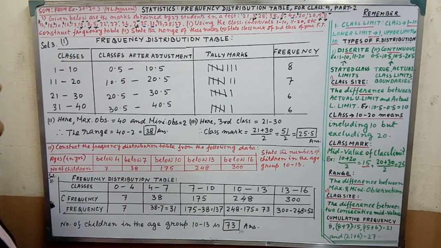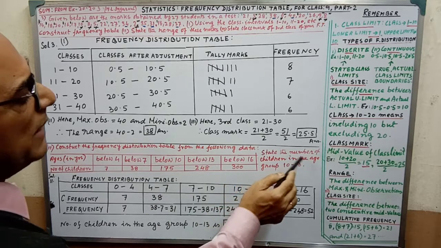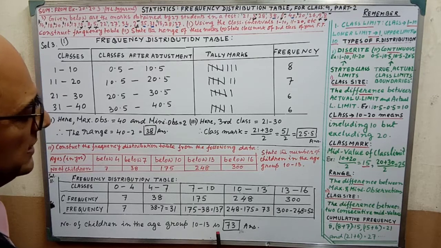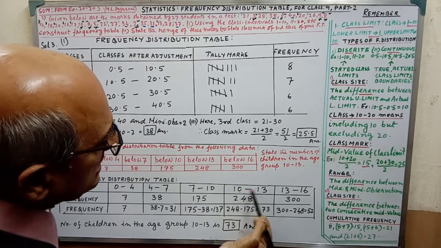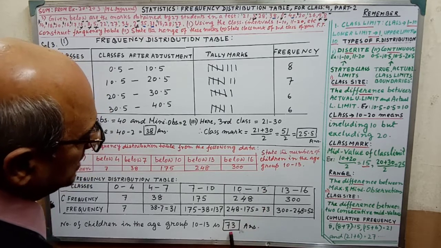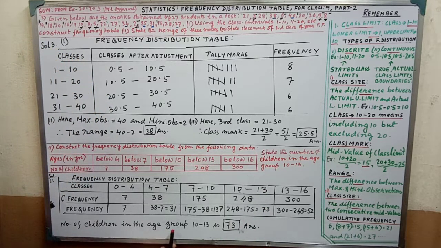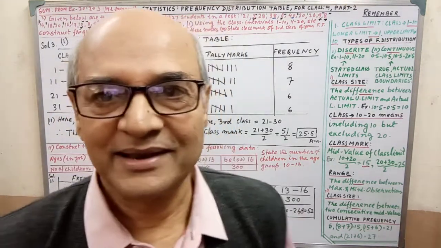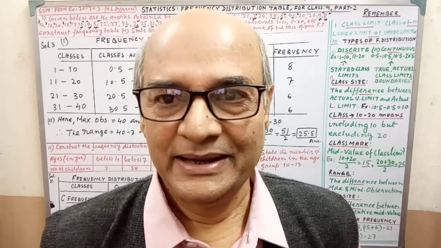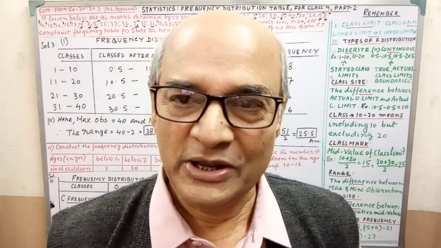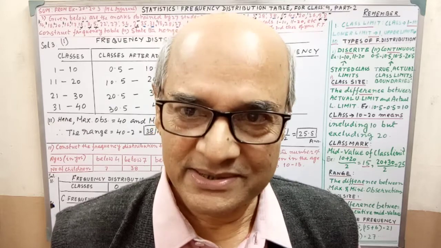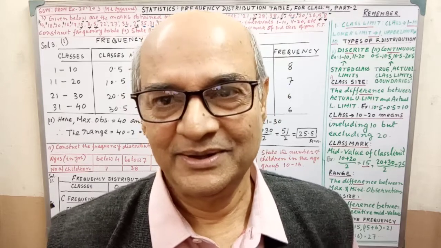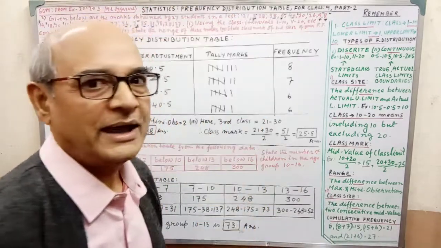Then another question: state the number of children in the age group 10 to 13. For this class interval 10 to 13, the frequency is 73. So the number of children in the age group 10 to 13 is 73. Sum is completed. If you feel difficulties the first time, then you must observe again and again. I think it will be clear. Please follow the solution attentively.